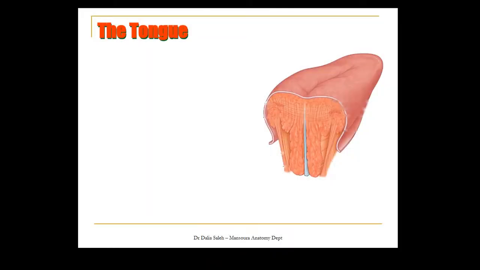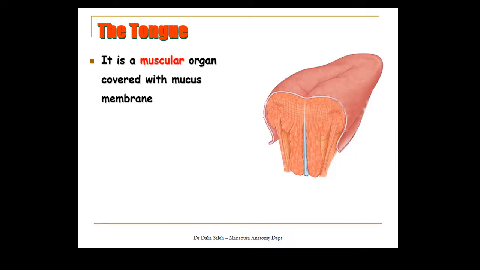The tongue is an organ found inside the mouth. It's a muscular organ covered by mucous membrane. In this diagram, you can see the tongue from behind. This is a cut section in it, so it is filled with muscles in order to move it and change its shape. This is the tip of the tongue, and this is the mucous membrane covering it.